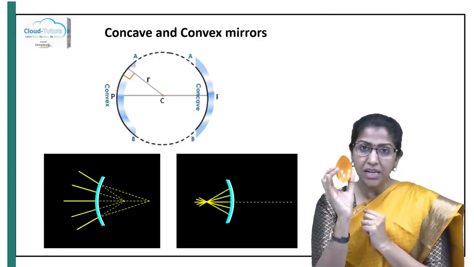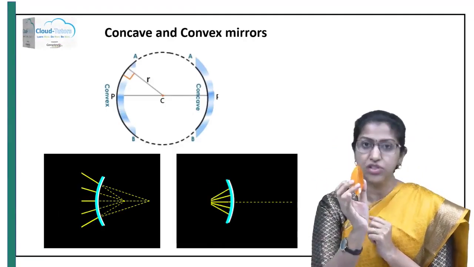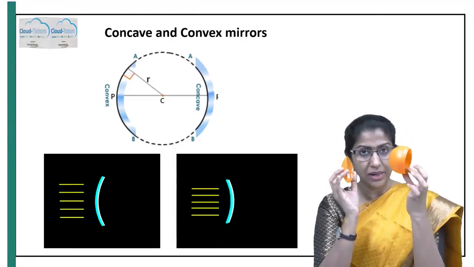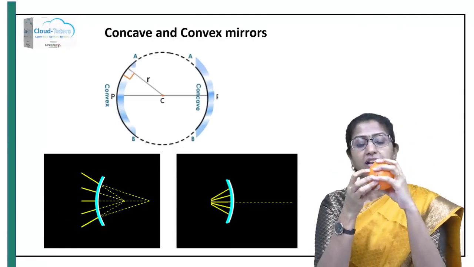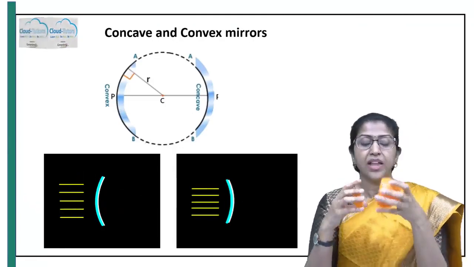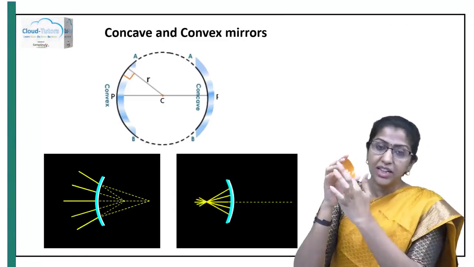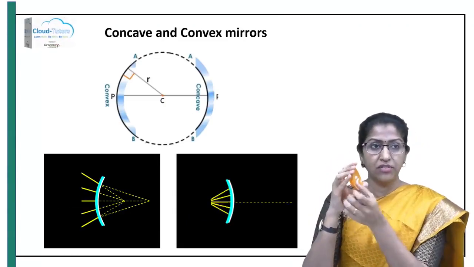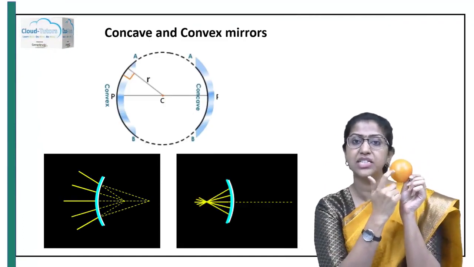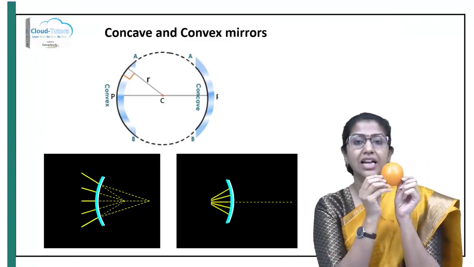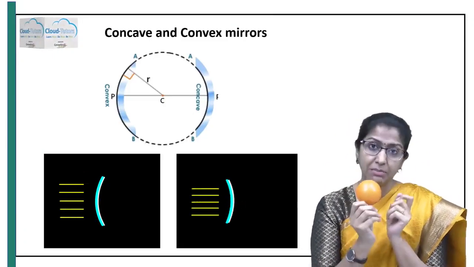Similarly, I take the same portion of a spherical glass surface, or a glass sphere, and I silver the inside caved-in portion of it, and then I will have the reflecting surface as the bulgy portion. Then it gives me a convex mirror.